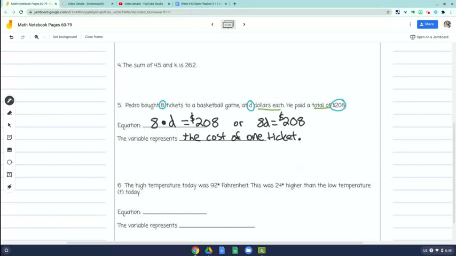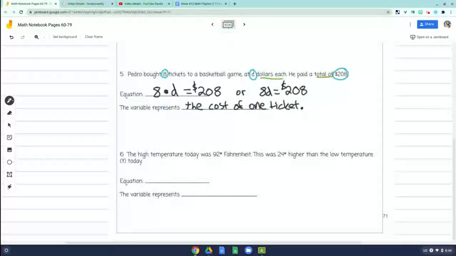All right, let's take a look at the last one here on this page. And this one is a little bit different too. The temperature today was 92 degrees Fahrenheit. This was 24 degrees higher than the low temperature T today. So how do we write that as an equation? Well, let's go through the normal routine here. Let's circle quantities. We have the first quantity, 92 degrees Fahrenheit, second quantity, 24 degrees Fahrenheit, and then the third quantity is the low temperature, T.